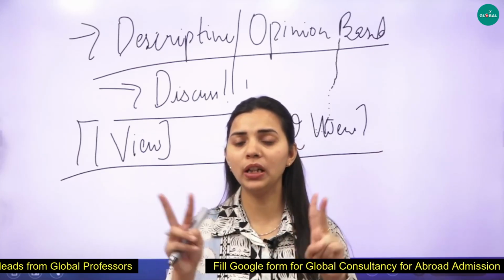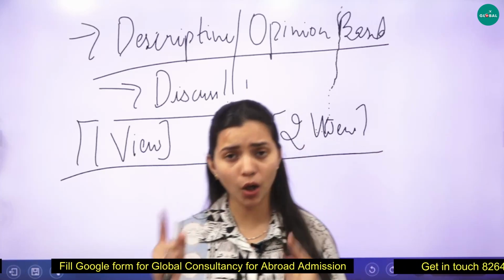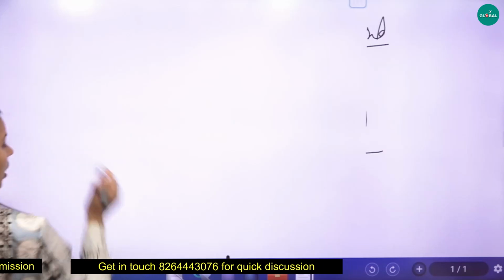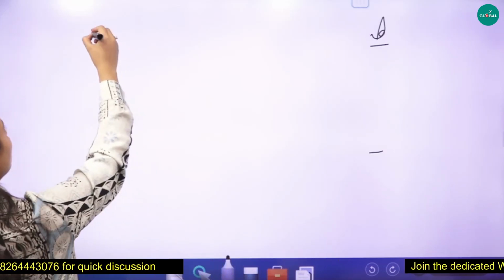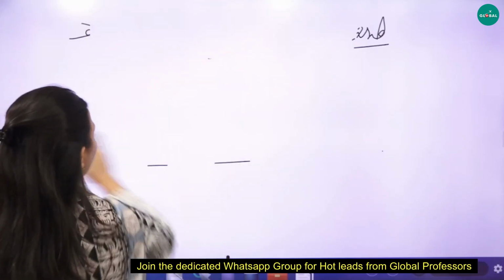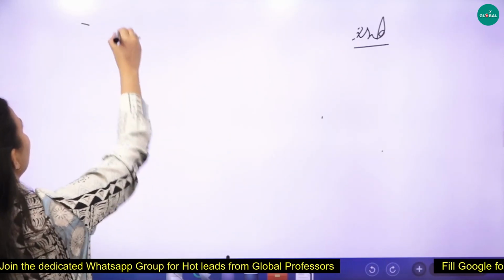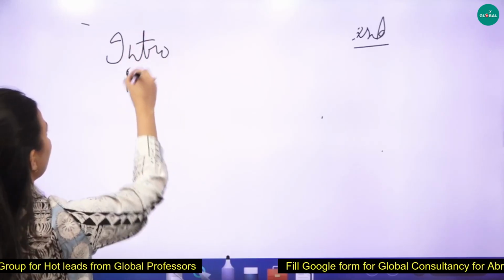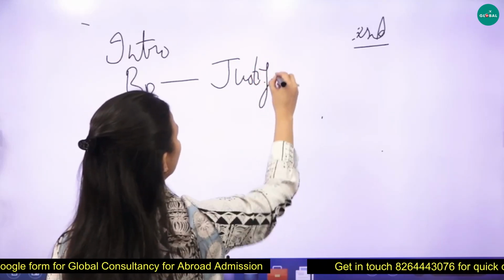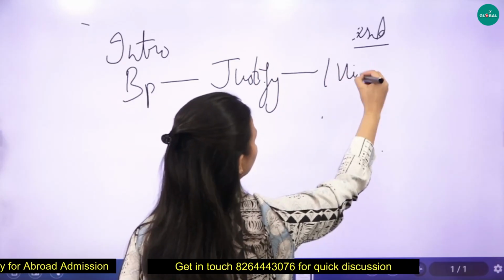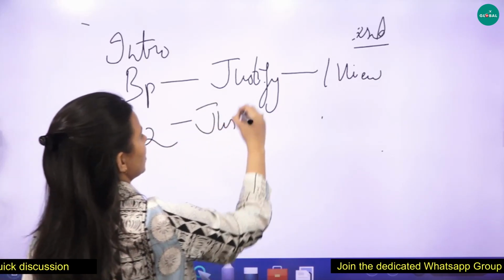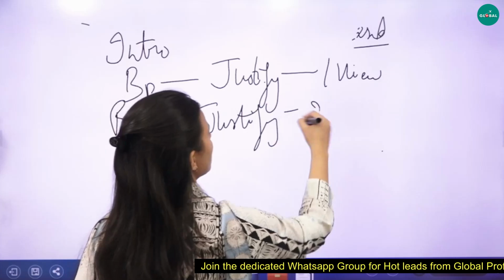You have to justify both of these views. How are you going to do that? If there are two views, we have to address it like this: introduction, then BP1, where you justify and explain the first view, and in BP2 we have to justify the second view.